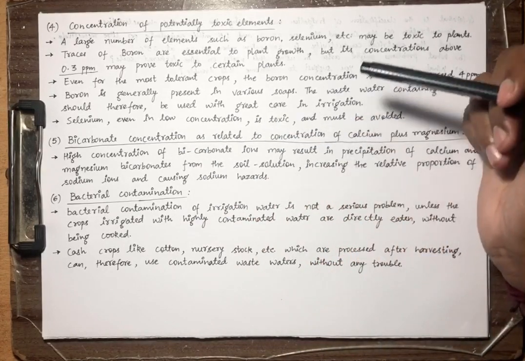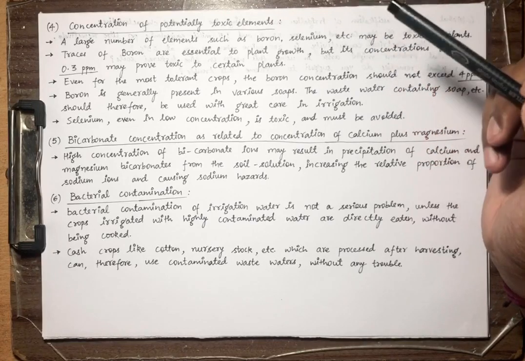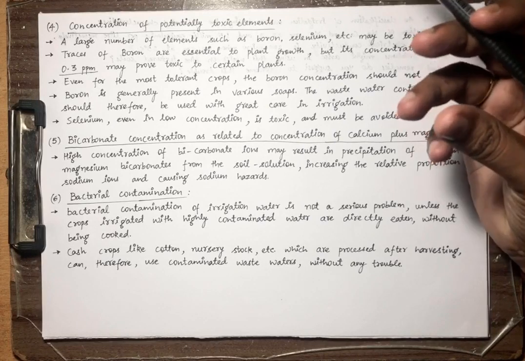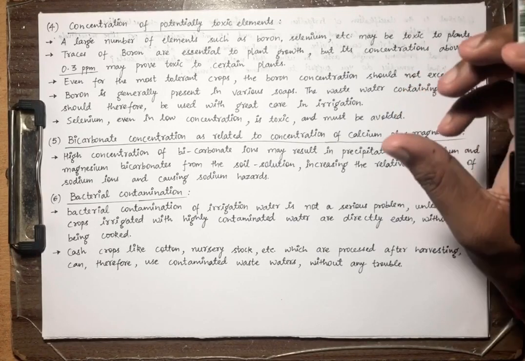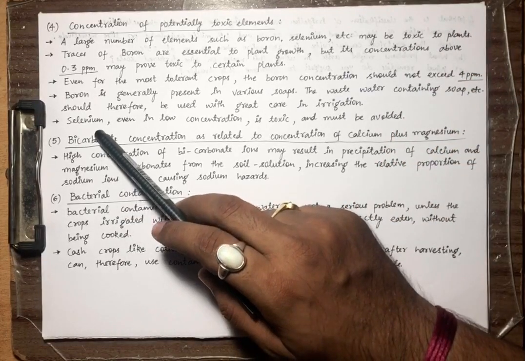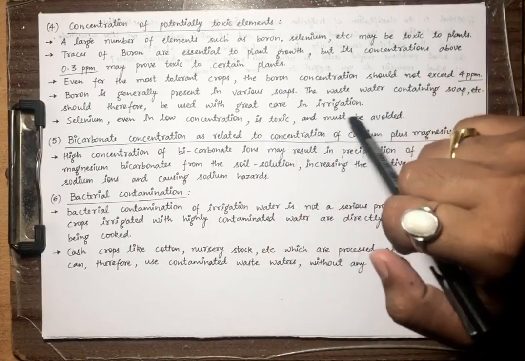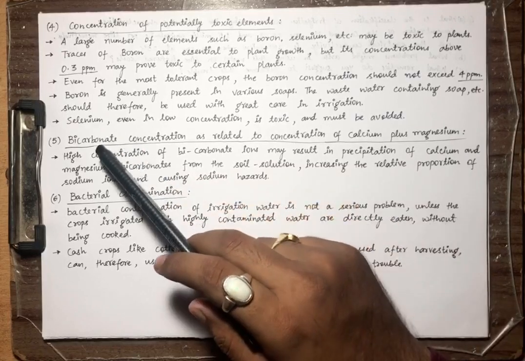If the water coming in is wastewater, there will be the presence of soap. So if we are using that type of water, we have to be very careful while using it in irrigation. Selenium, even in low concentration, is toxic and must be avoided. So any traces of selenium must be avoided.